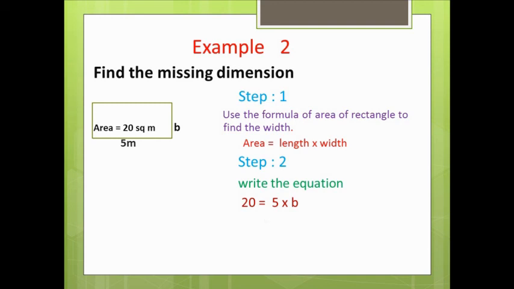Now you work it out. How do I work it out? To bring the B to the other side, take 20 and divide by 5. Then, after dividing by 5, you are going to get B equals 4. Why? Because if you multiply 4 times 5, you are going to get 20. And that is it. Okay, boys.